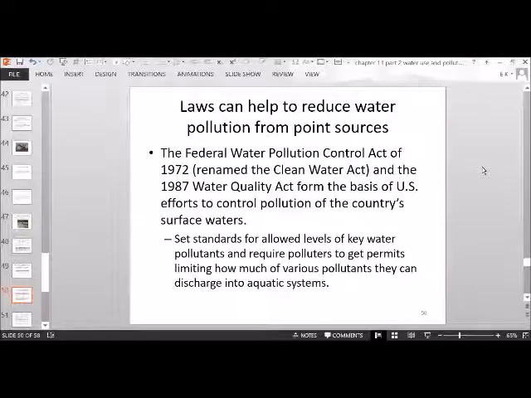Laws can help reduce water pollution from point sources. The Federal Water Pollution Control Act of 1972, which was renamed the Clean Water Act, and the 1987 Water Quality Act form the basis of US efforts to control pollution of the surface waters in this country. And the acts set standards for the allowed levels of key water pollutants and require polluters to get permits limiting how much of various pollutants they could discharge into aquatic systems.